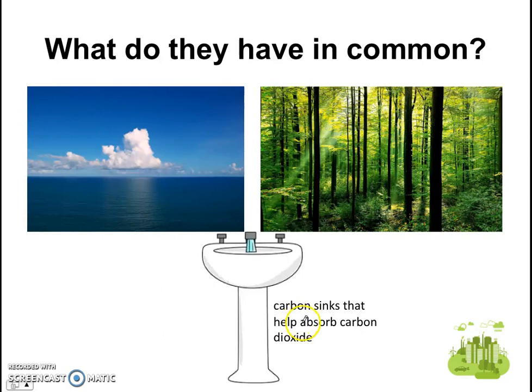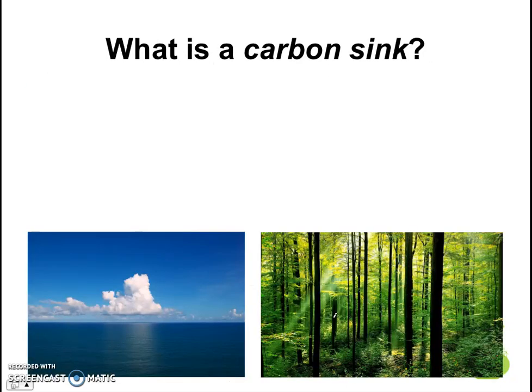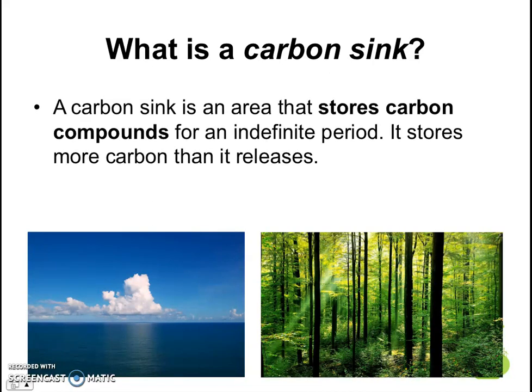But I guess in the same way that water flows down a sink, a carbon sink is an area which absorbs more carbon dioxide than it releases. So it's kind of like a net absorber of carbon dioxide. So here's a definition of the carbon sink, which we all need to remember together. So what is a carbon sink? Well, a carbon sink is basically an area, like the ocean or the forest, that is able to store carbon compounds for an indefinite period of time. And it's able to do that because it stores or absorbs more carbon than it releases.